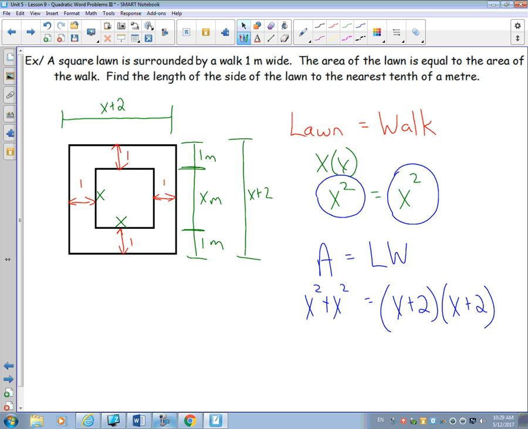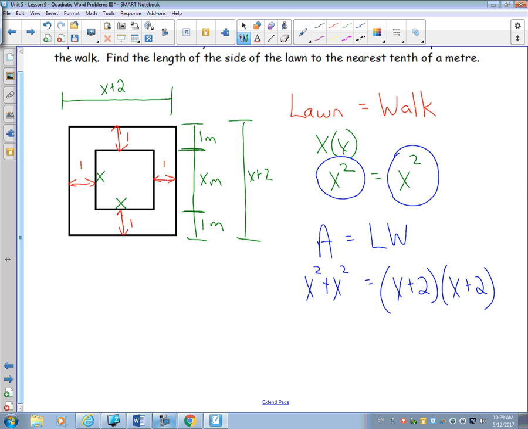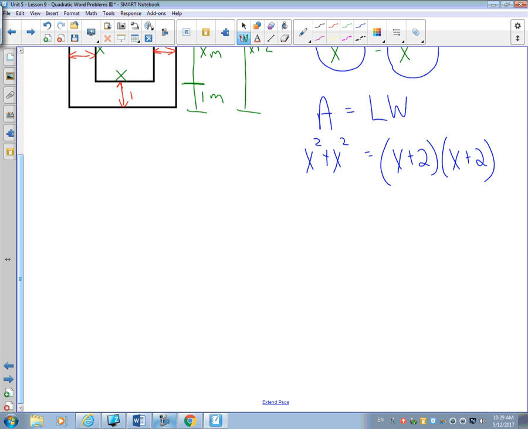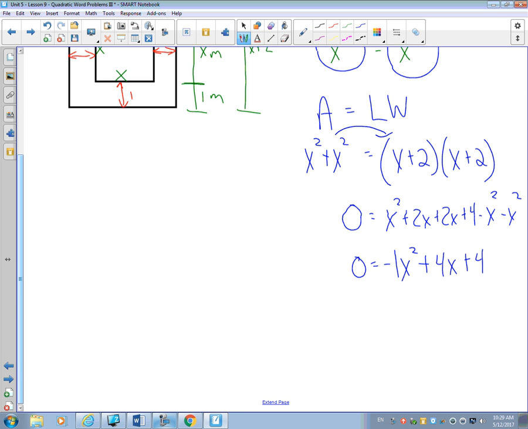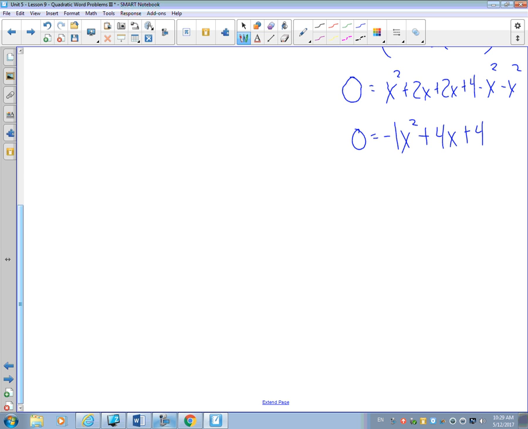In the previous question, we were told the area. Here, I have to figure it out. So let's turn this into a quadratic. I want to make this equal to 0. I need to FOIL. So x squared, 2x, 2x, and 4. And I need to bring these two things over here. So minus x squared and minus x squared. What will that give us? If we collect our like terms, we get negative 1x squared plus 4x plus 4. Okay, that seems pretty small. It's in standard form. It's equal to 0. Let's try factoring. I don't like having negative x squared. Let's get rid of that. So x squared minus 4x minus 4.